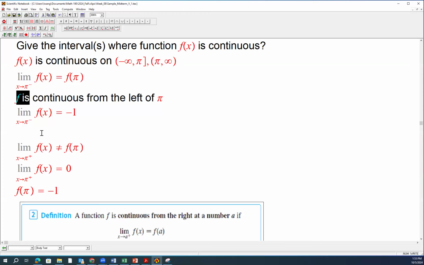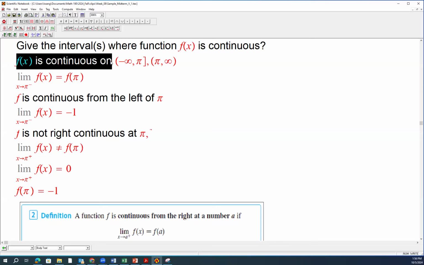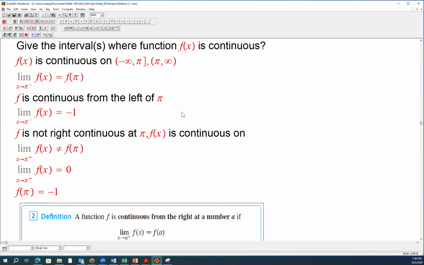So f is not right continuous at pi, and thus f is continuous on pi to infinity. Okay, so we're going to reorganize.